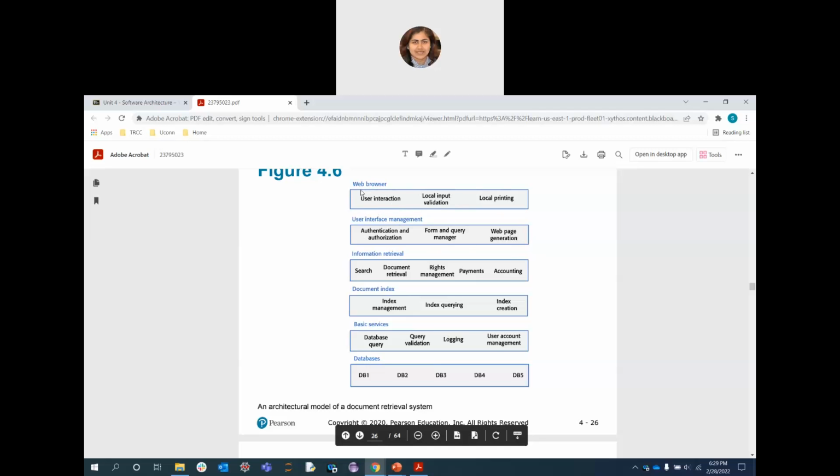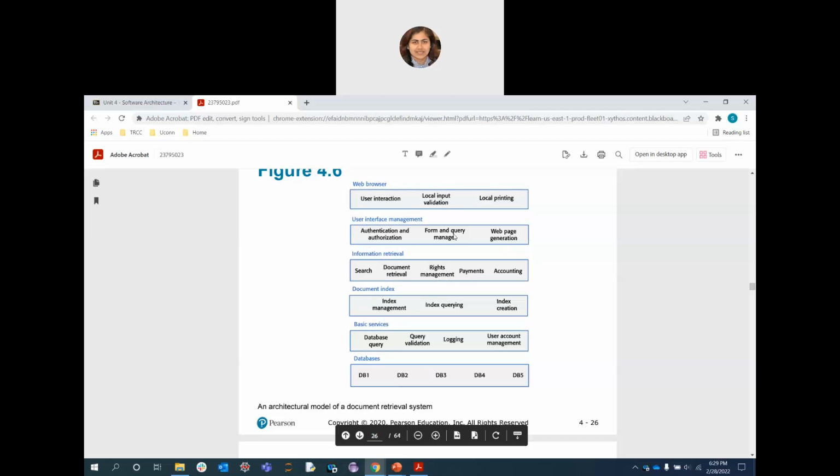So the web browser has some logically related components such as user interaction, local input validation, and local printing. In the same way, user interface management has multiple components. The same goes with other layers as well. So it shows how a system is decomposed into various components, with each component providing significant functionality.